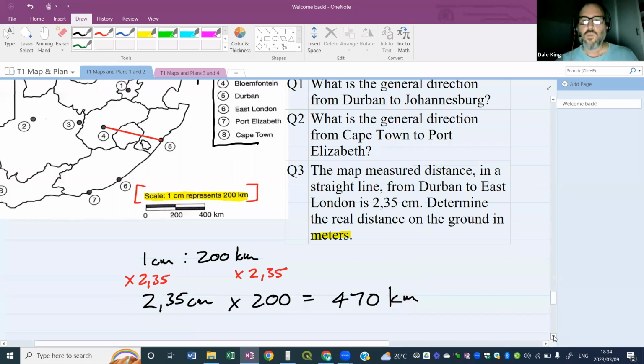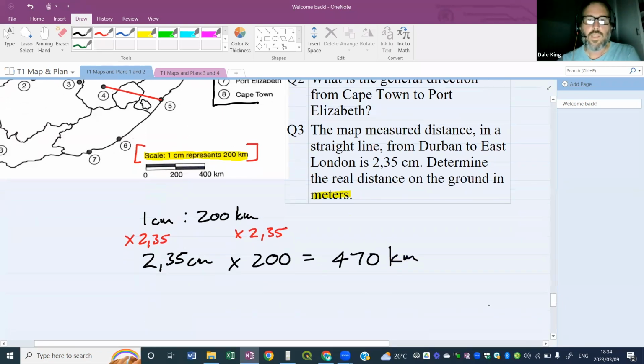So I've got to change my kilometers now into meters because the question wants meters. So we learned this in the measurement section. If you want to go from kilometers to meters, you have to multiply by. Can anyone tell me? What do I multiply by? Our blog said it's 1,000. Oh, 1,000. 1,000 is correct. There are 1,000 meters in a kilometer. So we have to multiply by 1,000. Good, Nicholas.